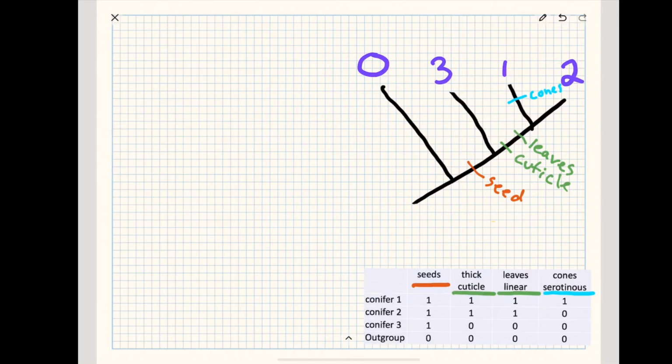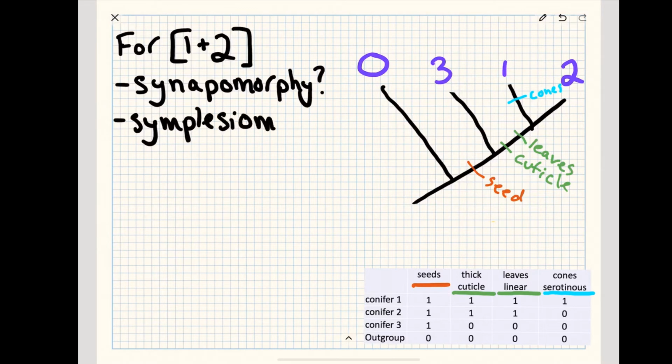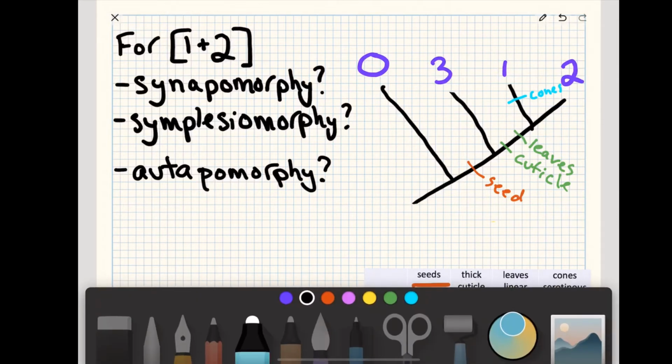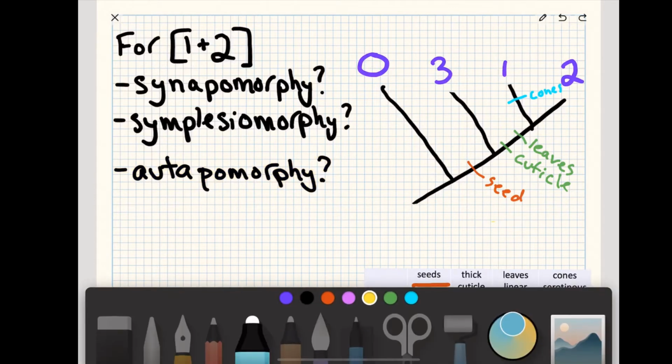Right now, I would like for you to answer a few questions on your own, please. For the small monophyletic group that is conifer 1 and conifer 2, name a synapomorphy. For the same group, name a symplesiomorphy. Now, I want you to find an autapomorphy on this cladogram.